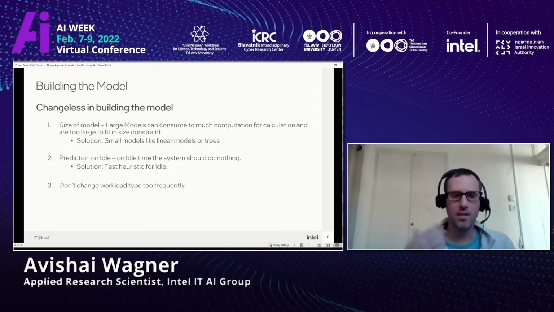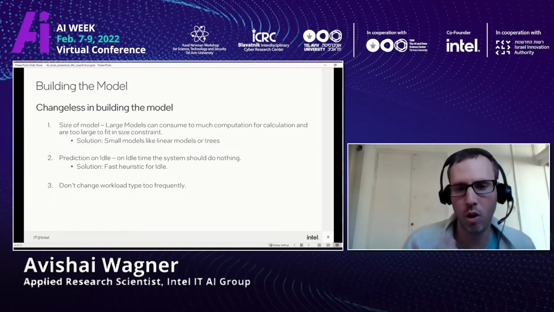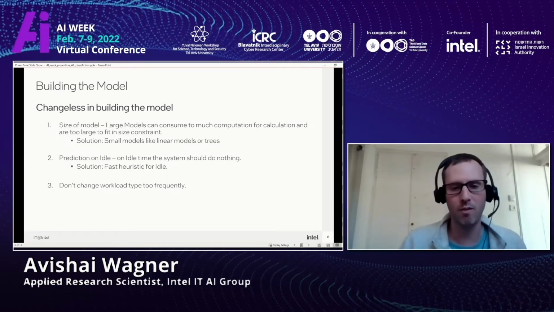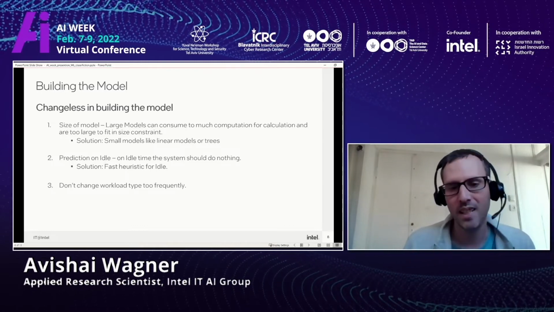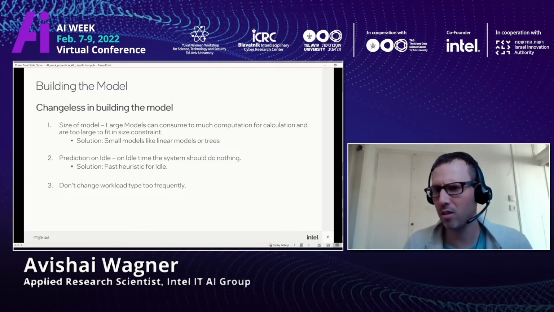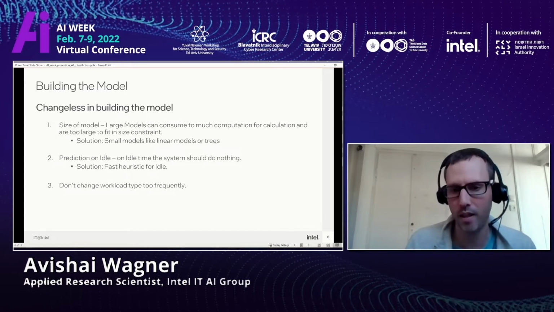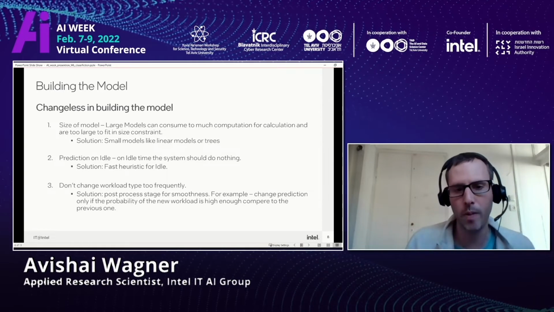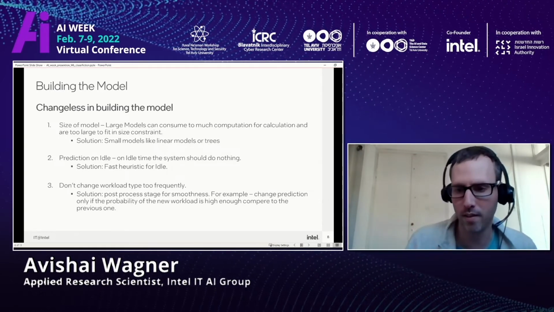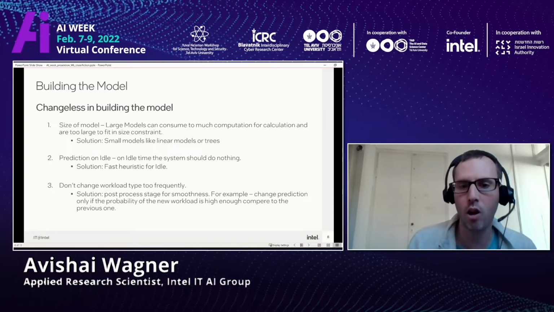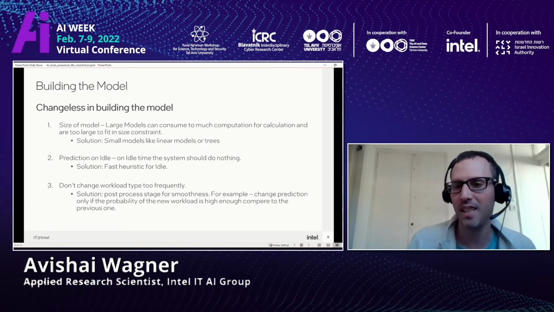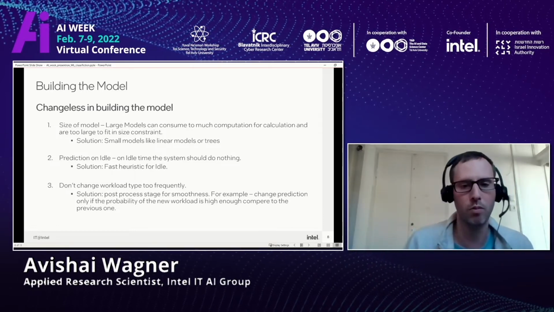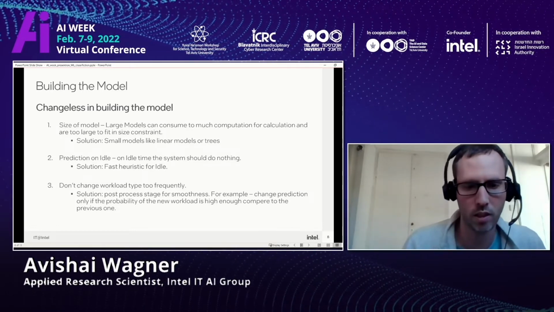And the last challenge is how to not change workload type too frequently. If we are switching between sustained, bursty, battery life, idle four times in four seconds, it's not really logical, and it can also hurt the performance of the processor. So we must do some post-processing stage for smoothness, like change the prediction only if the probability of the new workload is high enough compared to the previous one. That's why we are not going from sustained to bursty to battery life too much. We don't switch the workload too much.